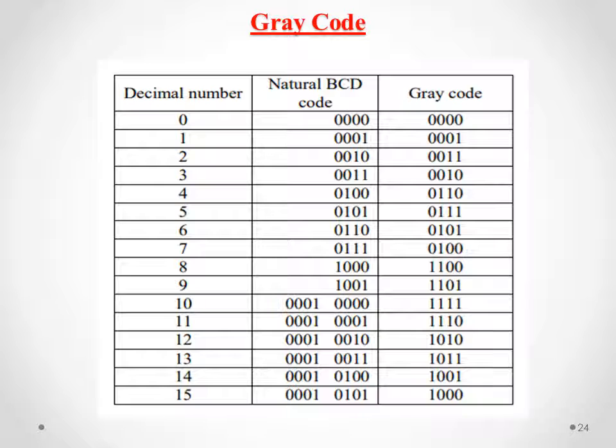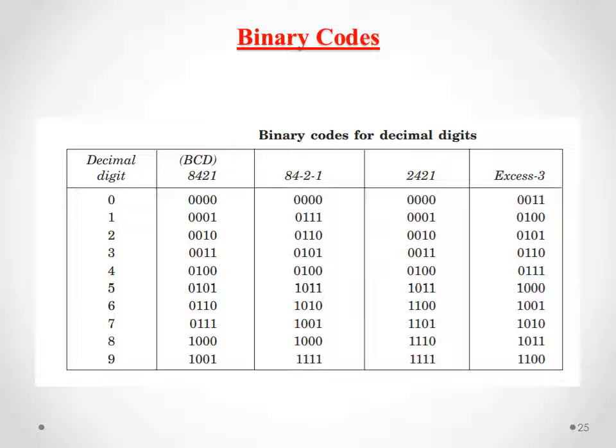This is the table for natural BCD code and gray code. And this is the table for BCD codes, XS3 codes, 2421 codes.